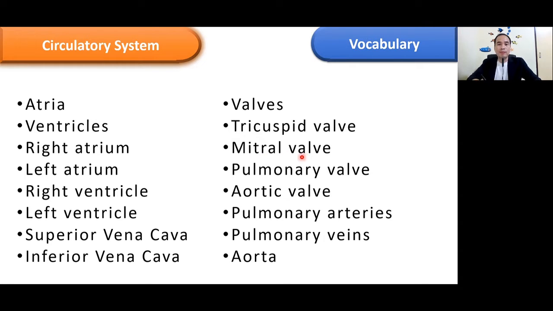Okay. Next word. Pulmonary valve. Next word. Aortic valve.